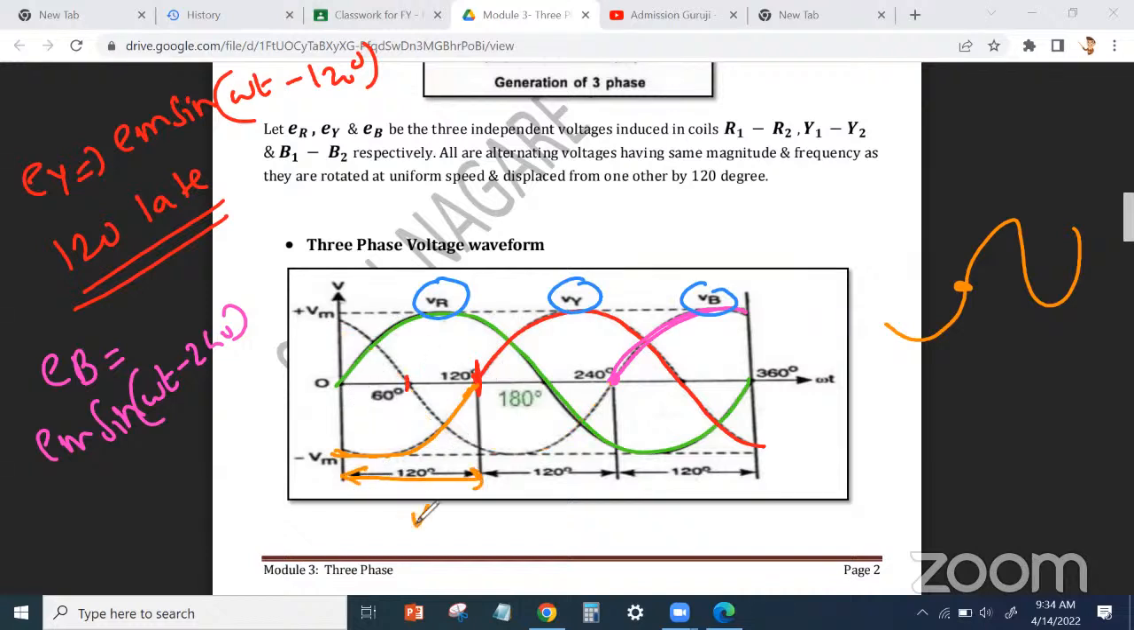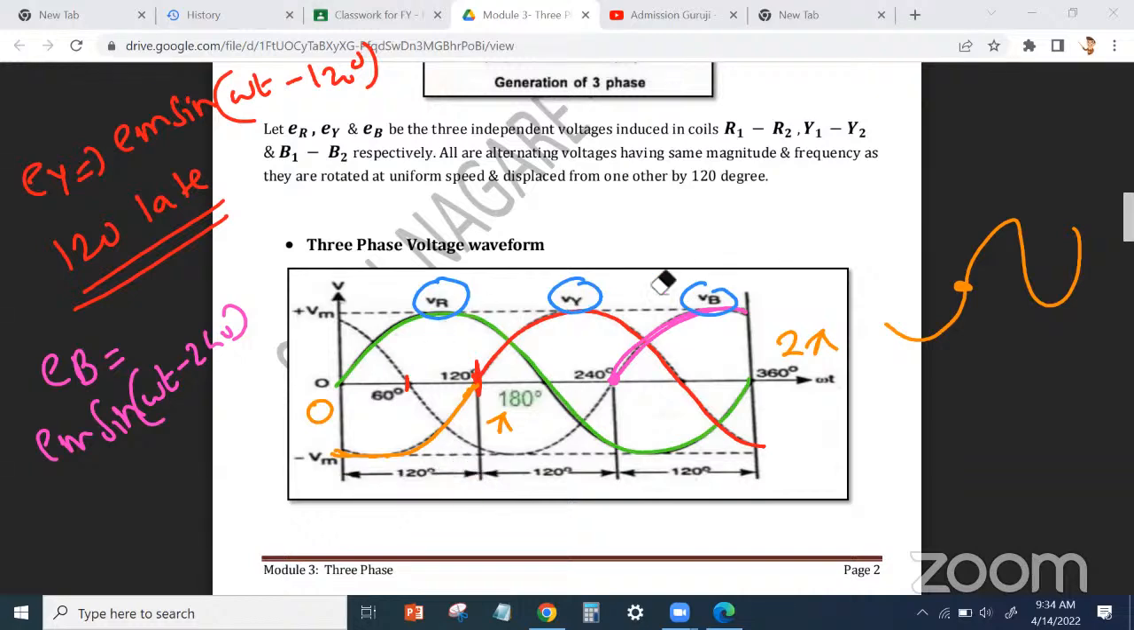0 to 120, 120 to 240, 240 to 360, each 120. ठीक है, ये डिग्री में दिया है. You can write in the radian also. 360 मतलब 2 pi, so 0. 180 मतलब pi. ठीक है. This is a radian form. You can write in a radian or degree. Mostly for the degree यहाँ पे.